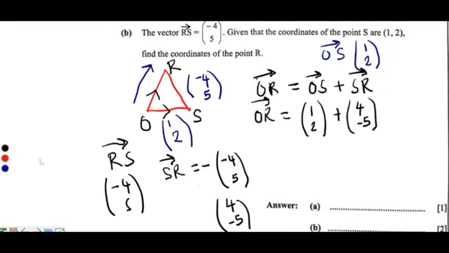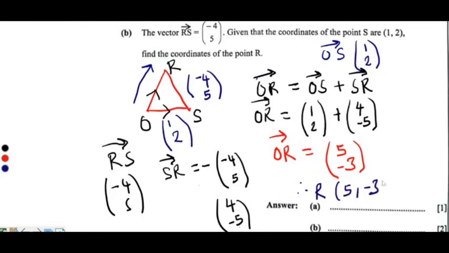So from here, what are we going to do? We are going to write OR is equal to 1 plus 4, which is 5, and 2 plus negative 5, which is negative 3. Remember, they said find the coordinates of the point R. This one that we have is the position vector OR. So in coordinate form, therefore, point R is 5, negative 3. So this is our answer. This is how we can find the coordinates for point R. So we are done answering this question. We now move on to the next part.